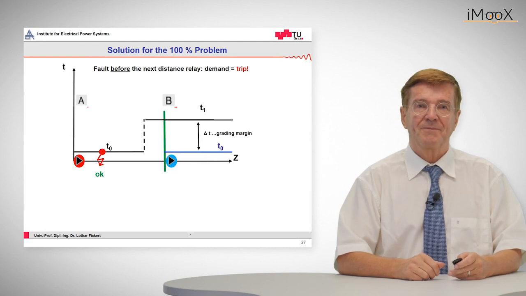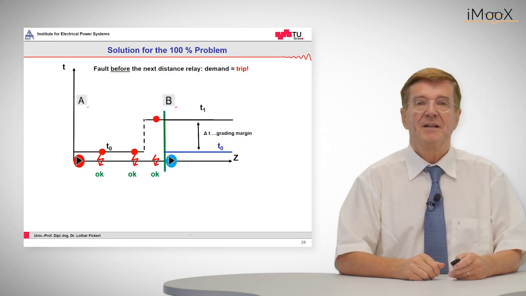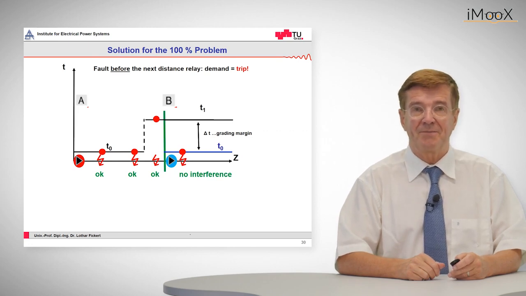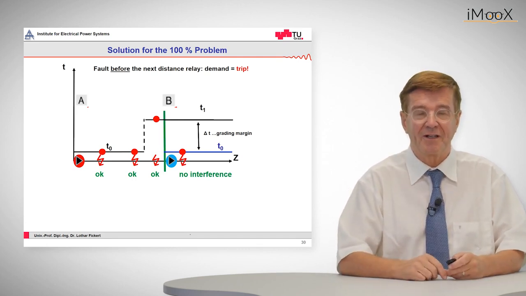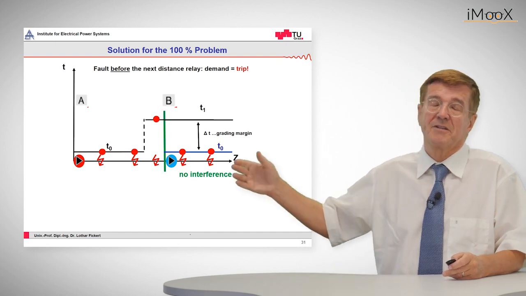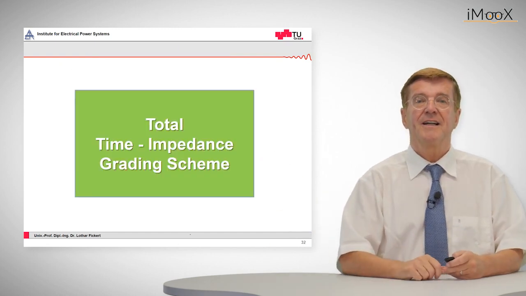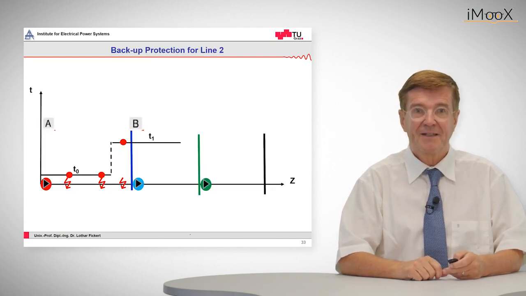So if we have a fault at the beginning of the line, in the middle of the line, we have a rapid trip. If we have a fault at the end of the line, we will have a selective delayed trip. If the fault is behind relay B, we have no interference because relay B will trip quickly and relay A will reset before it would reach its tripping time. So there is no interference, also not for trips further downstream. So this is okay. And now we can integrate this into a total time impedance grading scheme.